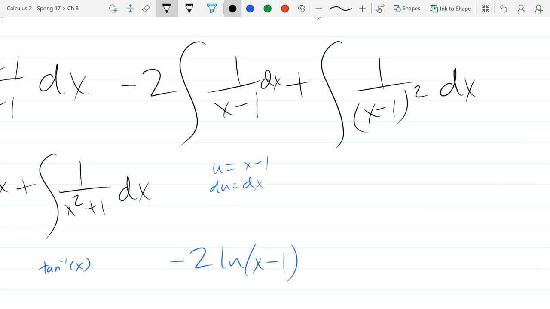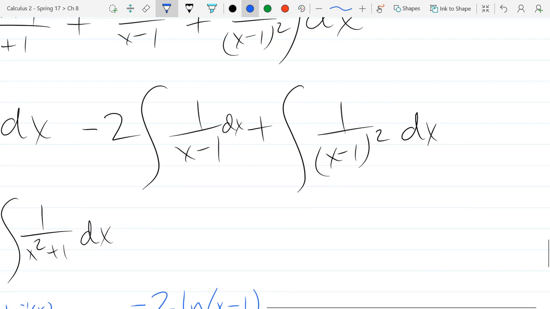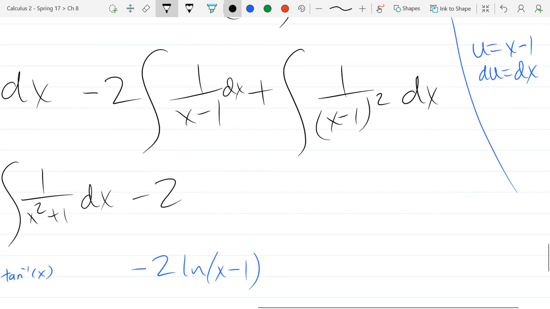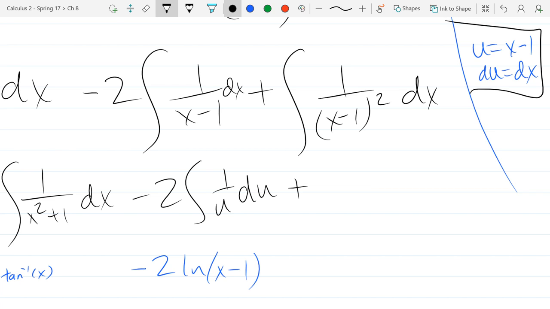You get a different result. So this first one, let me move the u sub over a little bit. I'll rewrite the u sub over here. u equals x minus 1, du is dx. So this first one turns into negative 2 times the integral of 1 over u du. And if the same u sub works in two integrals, you don't need to copy that exact same thing and write it a second time. That's a little bit silly. If you use the letter u, I know what you're doing. And this guy is 1 over u squared.